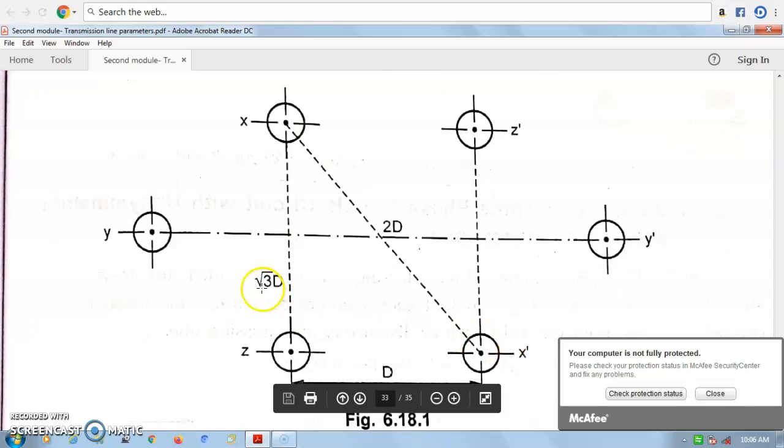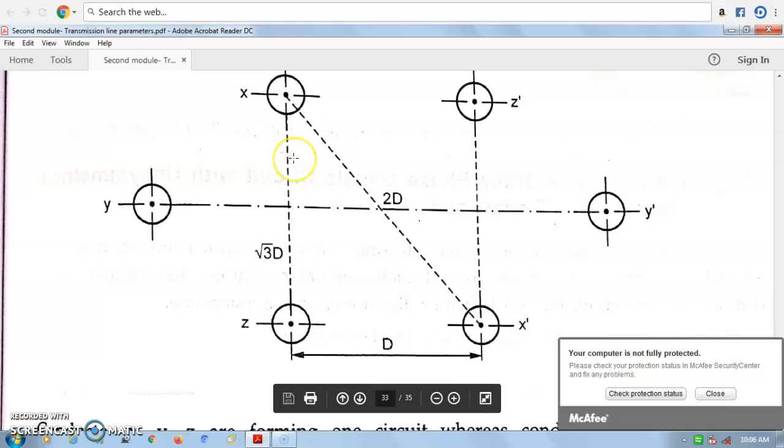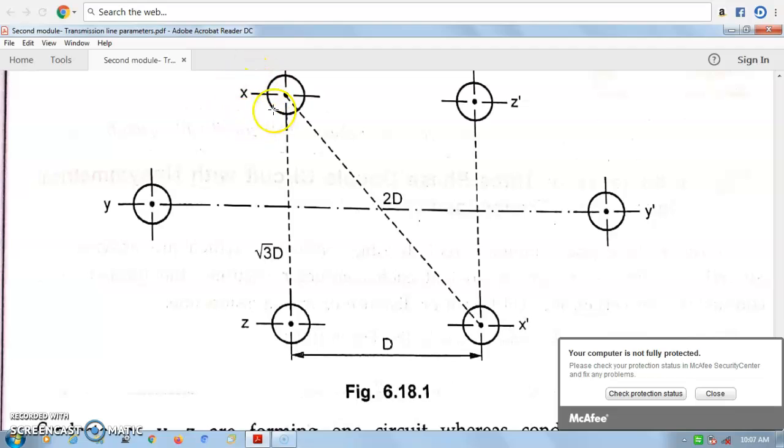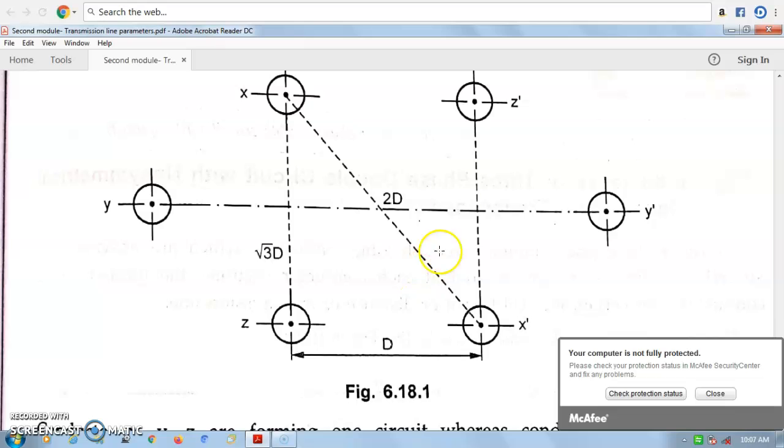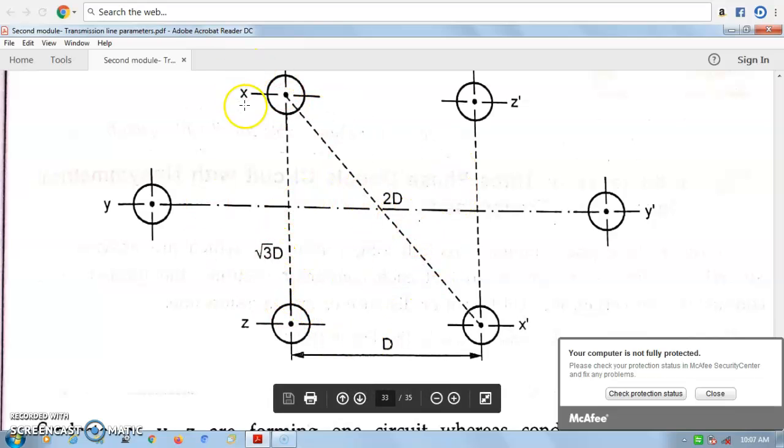Next, conductors x, y, z make one circuit, and these make the second circuit. So we are going to find the flux for the x conductor. Similarly we'll go for the y conductor and also the z conductor. First we have to see the x conductor flux. At the x conductor, the first one is internal flux, that is flux due to itself, and then flux due to the y conductor, then flux due to the z conductor, then flux due to the x dash conductor, then flux due to y dash, and flux due to z dash. These are the external flux linkages at the x conductor due to all five conductors.